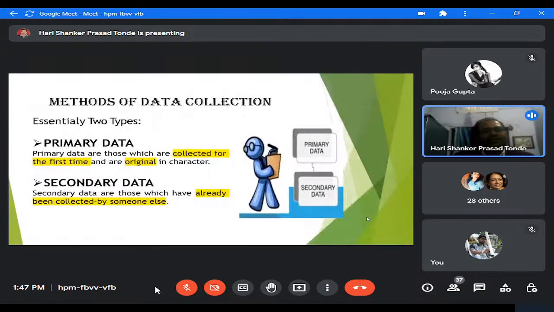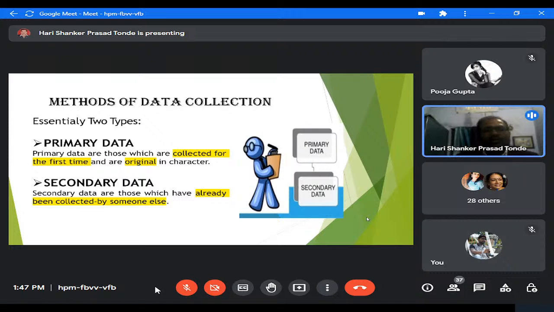So methods of data collection, as we have just discussed, there are two essential ways through which we are going to collect the data. One is the primary data, and the second one is the secondary data. Very important aspects of this particular data. What is primary data? So we have answered.